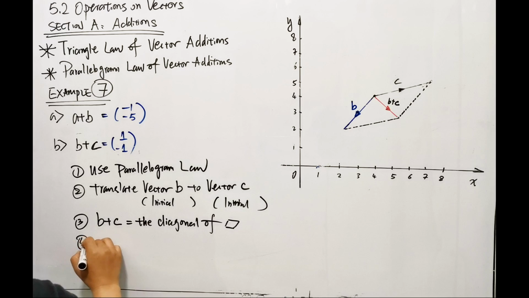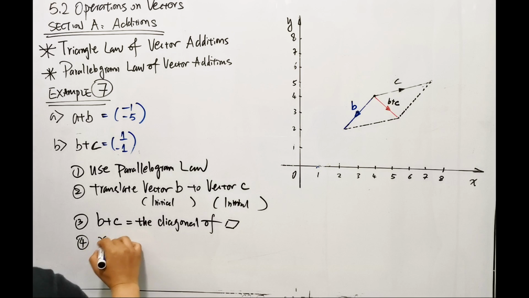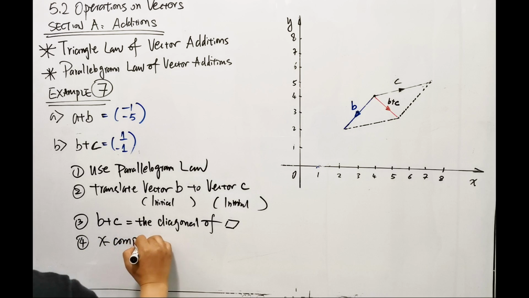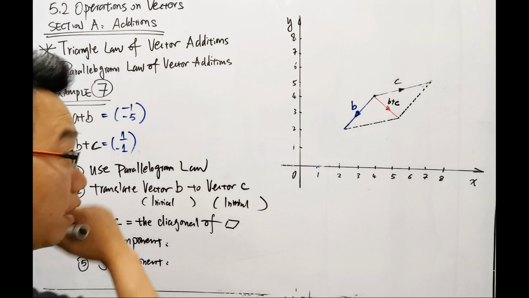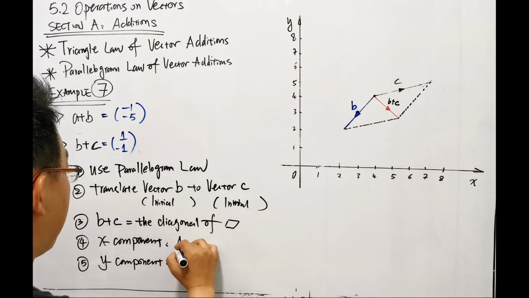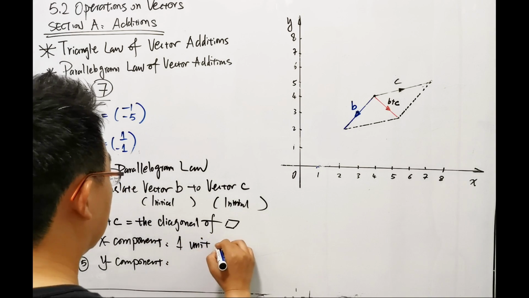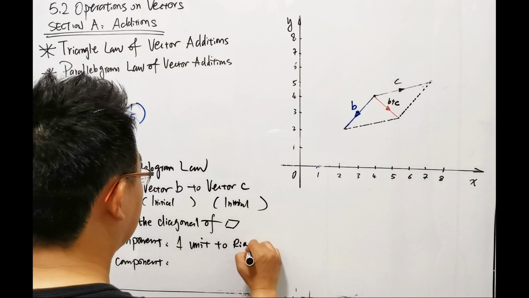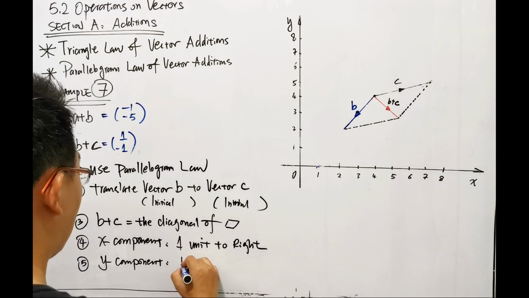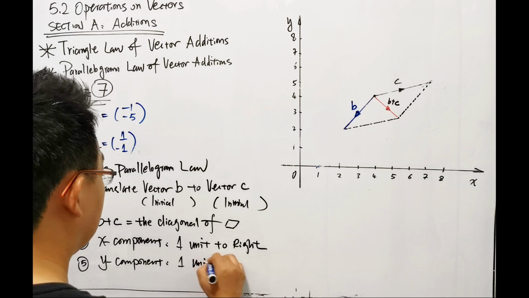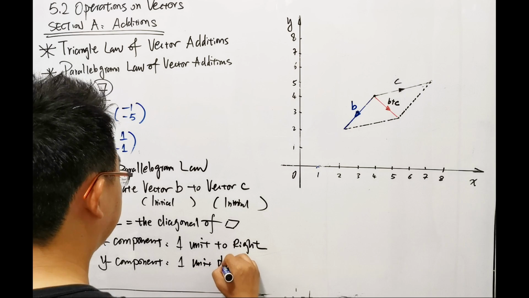So from here we just find out what's happening from B plus C. We'll apply the same concept. So the x component is, and find the y component is. So the x component is 1 unit to the right, and the y component is 1 unit down.